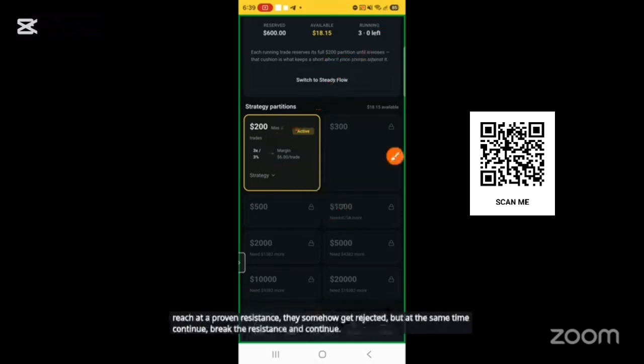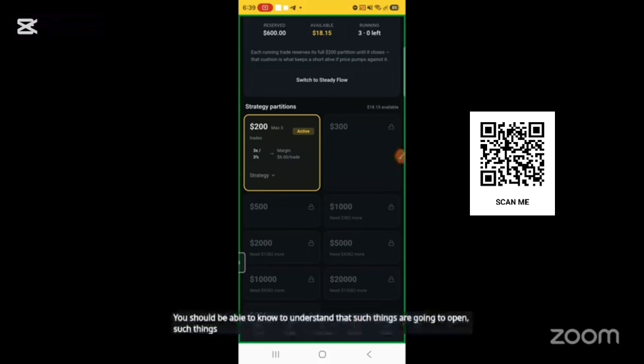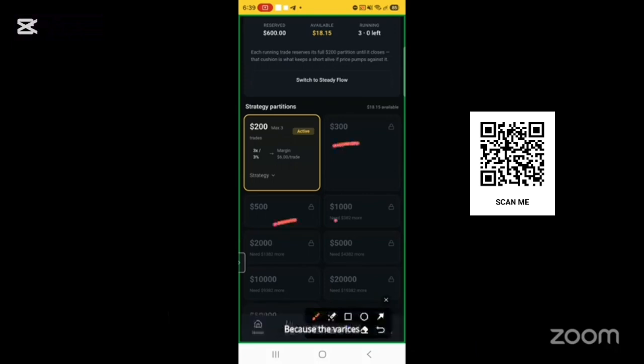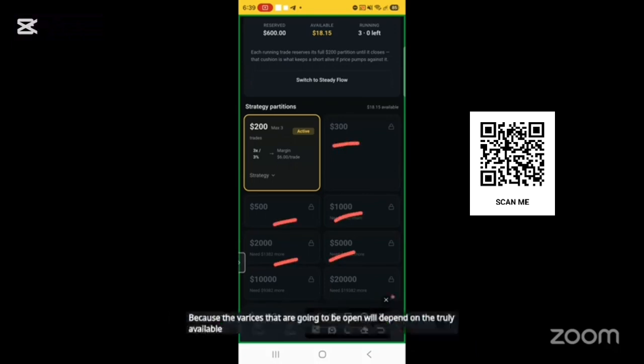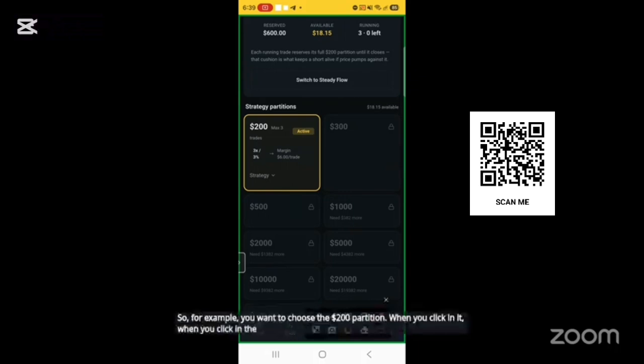So you should understand that such things are going to happen. So when you come here, if you want to select any partition, the partitions that are going to be open will depend on the truly available capital. So for example, you want to choose the $200 partition. When you click on the partition, for example you click here, it is going to open like this. Now you come here.